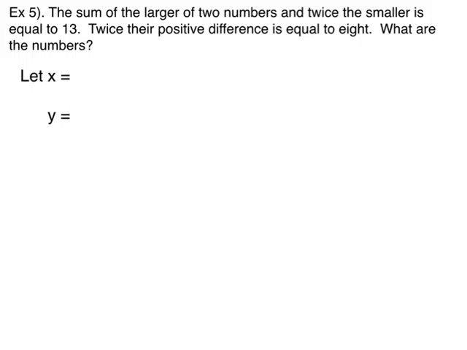All right. Finally, in exercise 5, we are going to deal with a word equation. The sum of the larger of 2 numbers and twice the smaller is equal to 13. And then twice their positive difference is equal to 8. What are the 2 numbers? Well, we have to deal with what you are going to let x equal and y equal. I would let x equal, personally, the larger. So I'm going to write larger. And let y be the smaller of the 2.